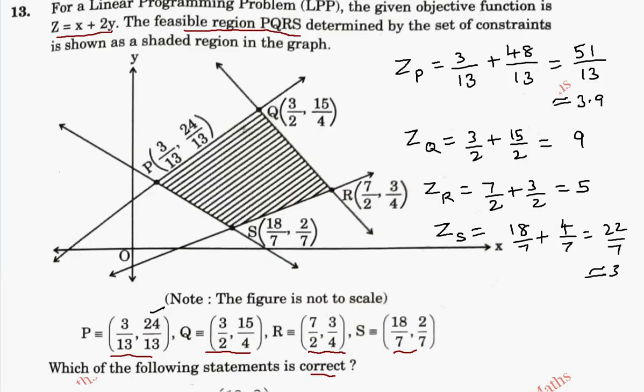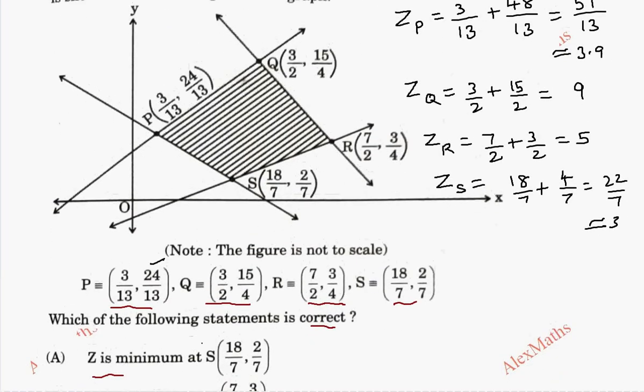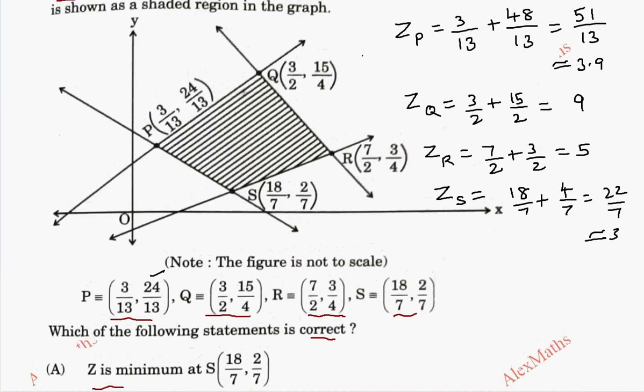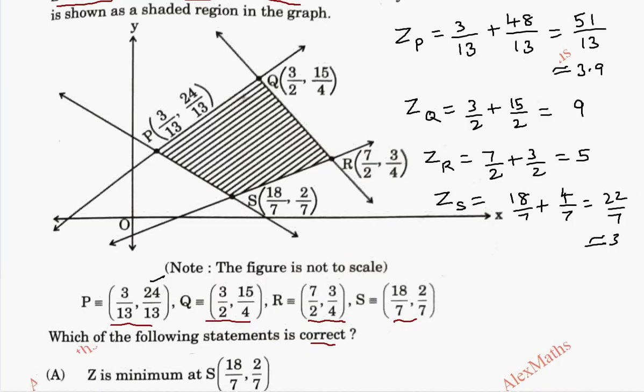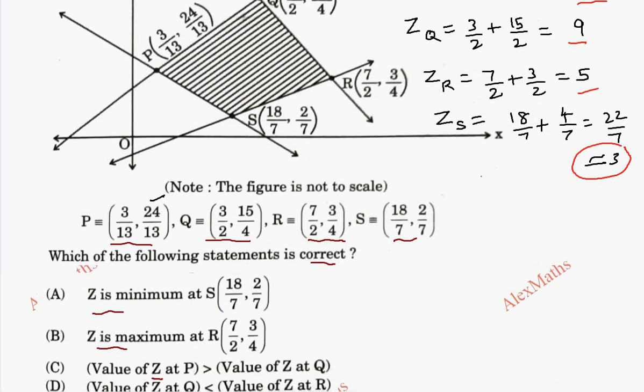Now let's see the options. Z is minimum at S. So that is actually true because 3 is the minimum of all the values. This is 3.9, this is 9, 5. So we notice this is correct.